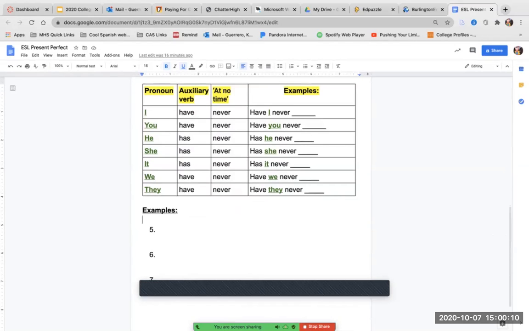okay, we are now going to start with the word never. It is different. So we still have our pronoun, we still have our helping verb, and then now it's at no time, something that has never happened. So here we still have I have, you have, he has, she has, it has, we have, they have. My word is never. So here, have I never? Have you never?